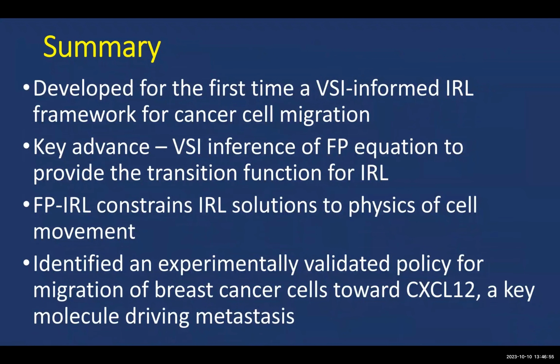All right, so in summary, we really developed for the first time a VSI-informed framework for cancer cell migration, which I think is really quite remarkable. From the computational side, I mentioned how VSI has now provided the transition function, which is essential for IRL. And this overall framework constrains the artificial intelligence to the physics that we can observe and measure of cancer cell behavior. And, this is early on in the work, but we've already identified a testable hypothesis and validated it. And now we can go back and build on this.